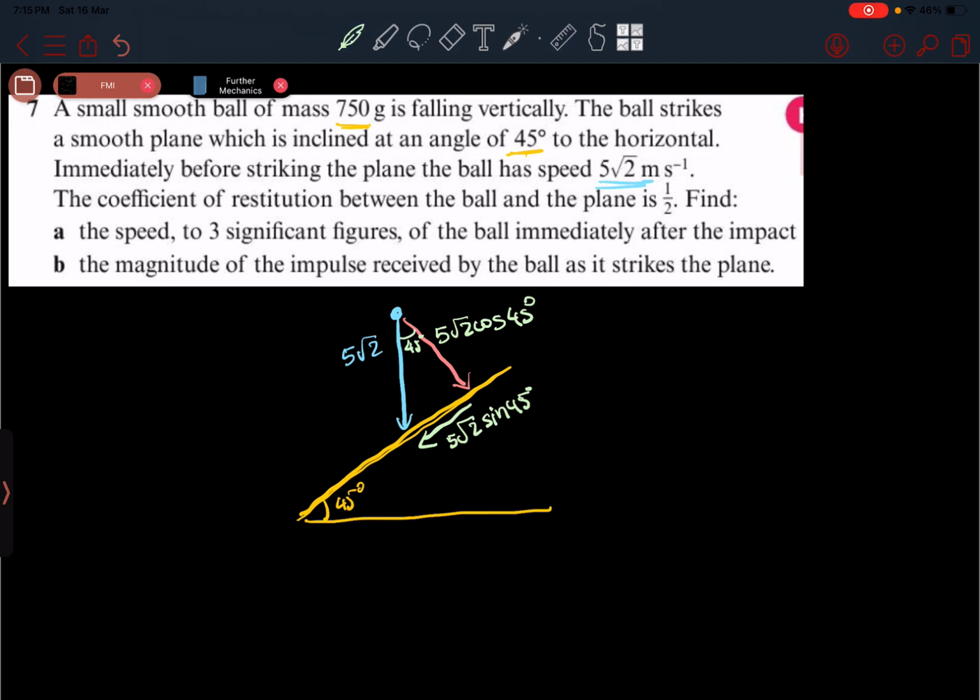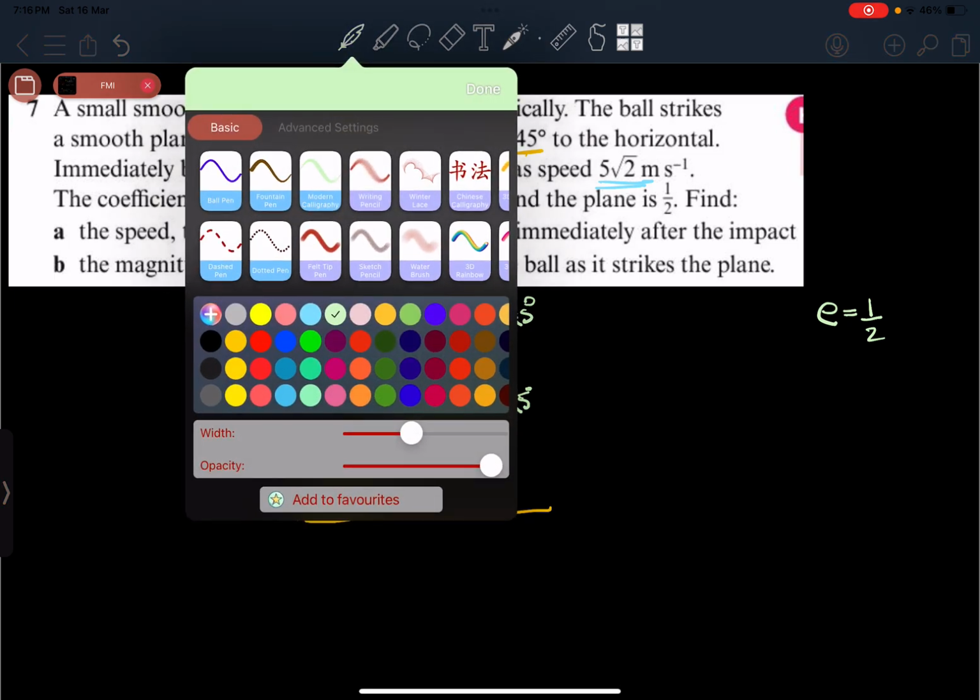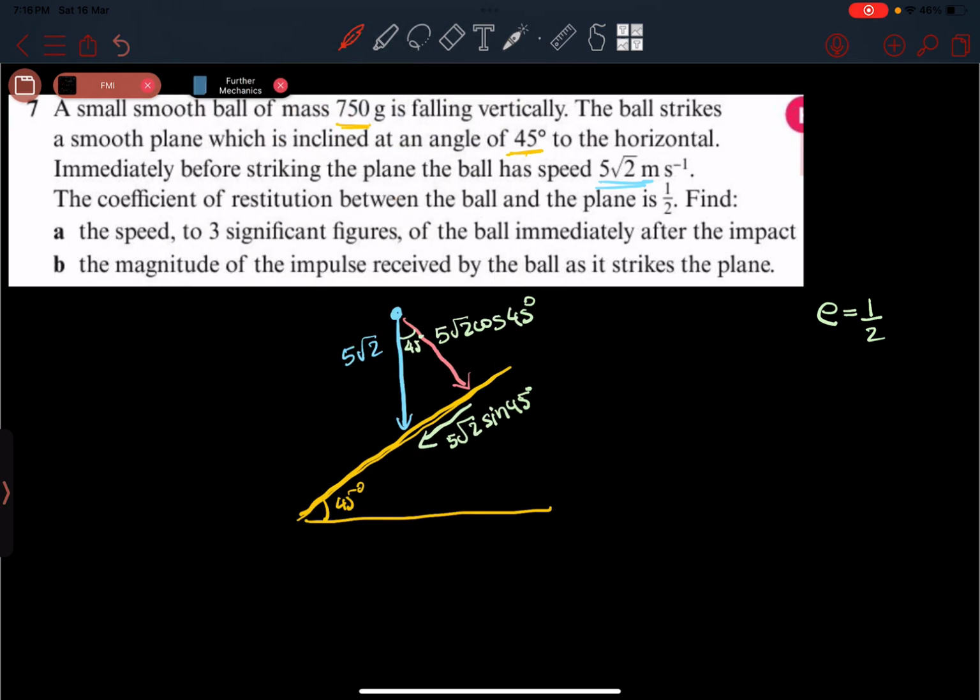Because I know these two, I also know the coefficient of restitution. So the coefficient of restitution is a half, which would then allow me to write, so the parallel component is still the same, 5 root 2 sine 45. The perpendicular component would then become a half times 5 root 2 cosine 45.